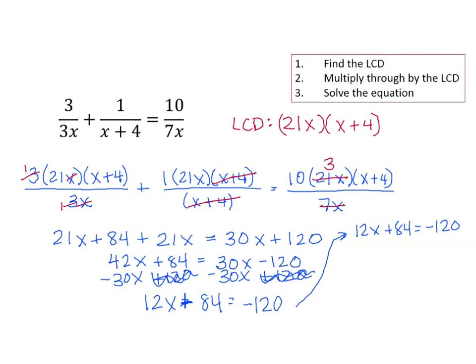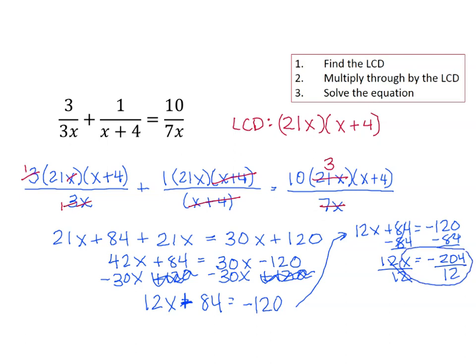So now, instead of adding 120 to both sides, because then that's going to give me 0 over there, I'm going to subtract 84 from both sides. So now I have my x terms on one side and my number terms on the other. I have 12x equals negative 204. And I divide by 12. And this is my answer, negative 204 over 12.